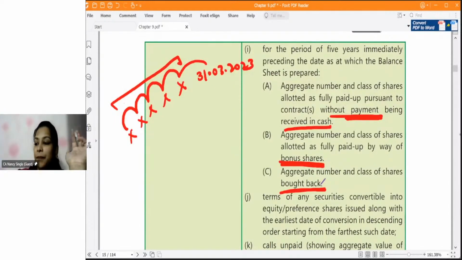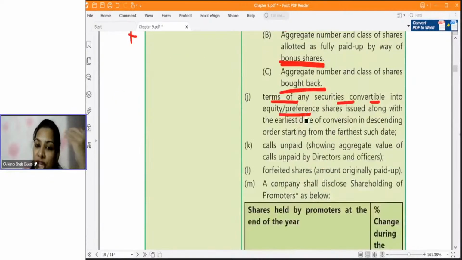Then terms of any securities convertible to equity shares. If any securities are convertible to equity or preference shares, then that is to be given along with the date of such conversion. In case any calls are unpaid by directors or officers, that is also to be mentioned. If shares are forfeited, then the amount that has been originally paid with respect to such forfeited shares is also to be given in the notes to accounts.